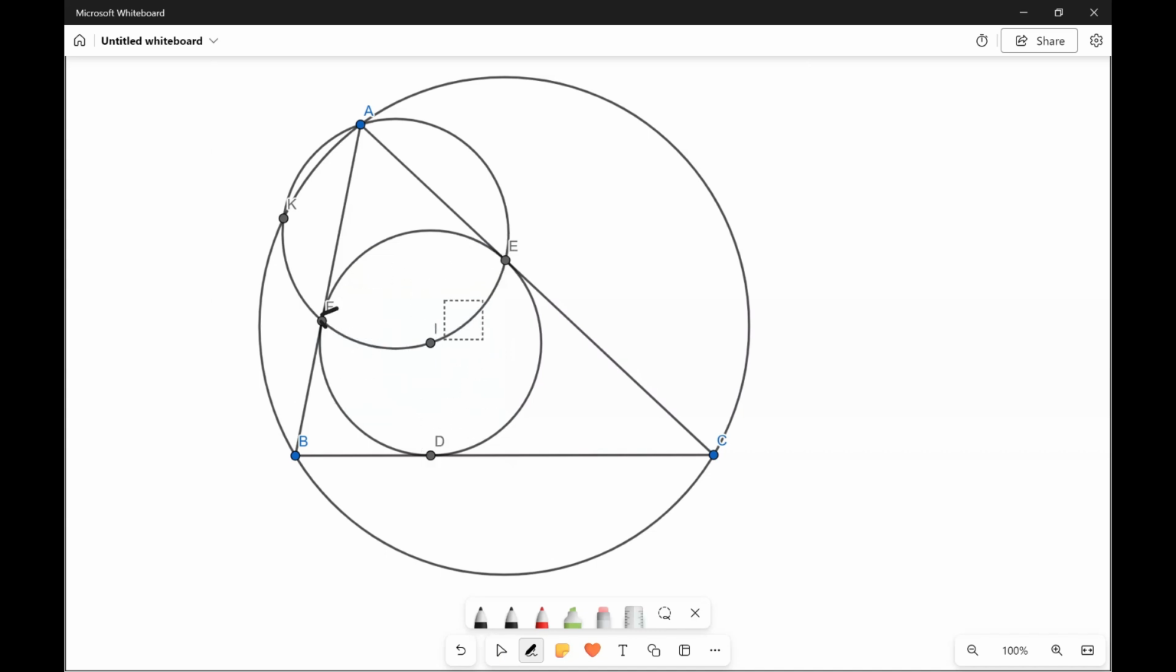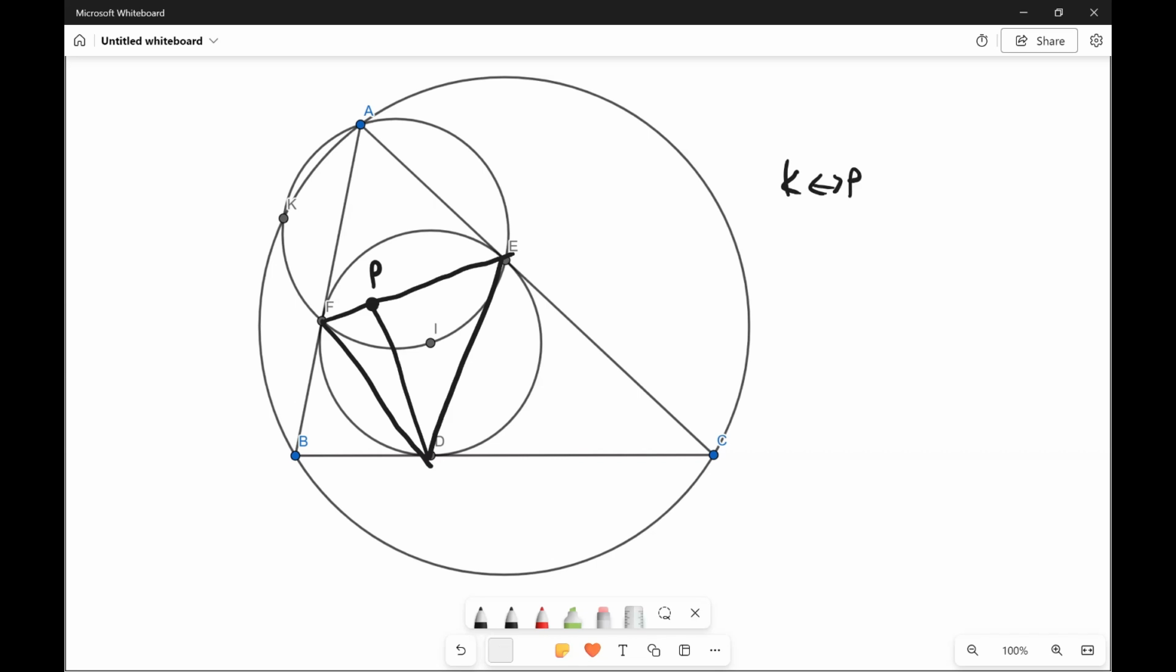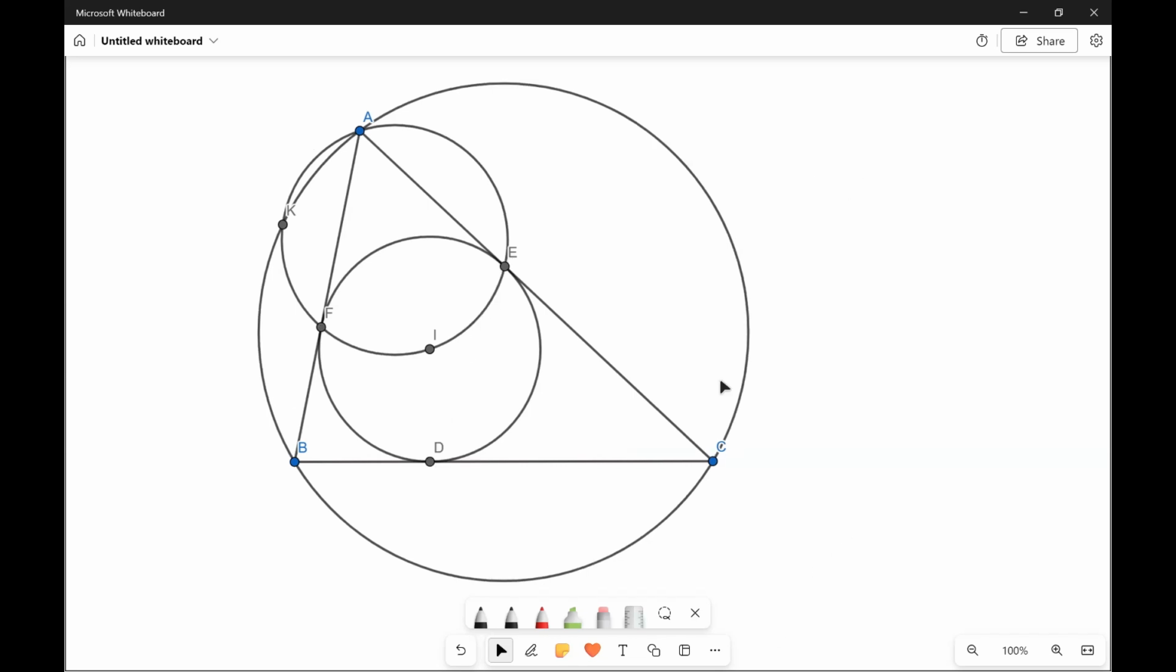And therefore, let me go ahead and redraw D, E, and F. So if we construct the foot of the altitude, let's call it P, then K, P, and I are collinear, and moreover, they are inverses with respect to the incircle. So K gets sent to P. And that's property number 4.